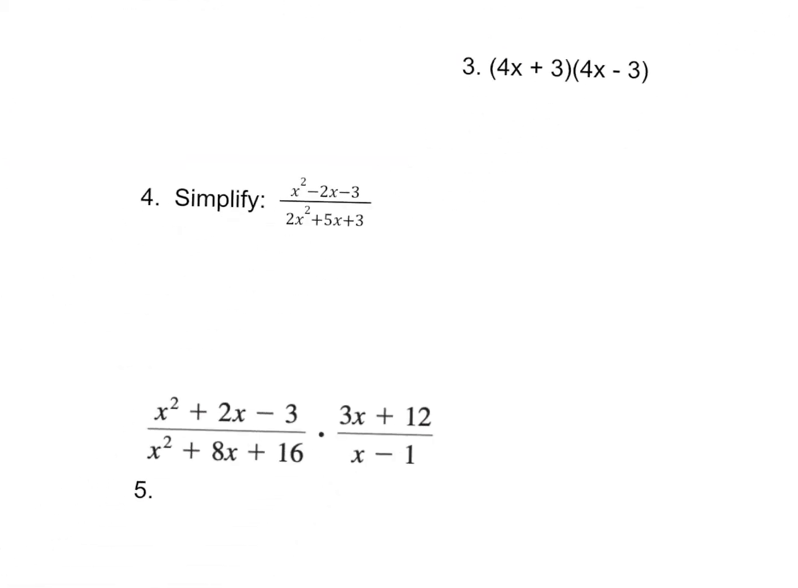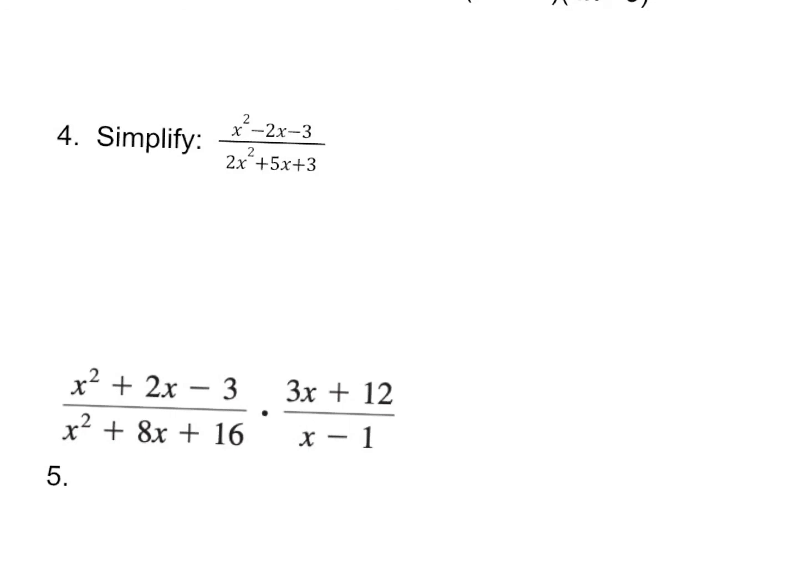All right, number 4, simplify. Remember, before you cancel, you must factor. Only cancel factors. So if I factor the numerator, I get x - 3, x + 1. The denominator should be +1 there.